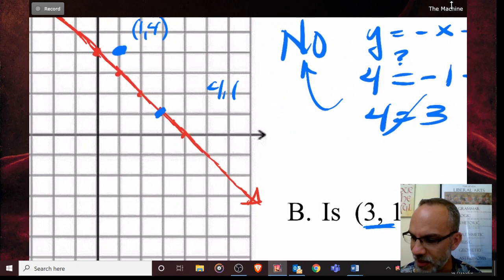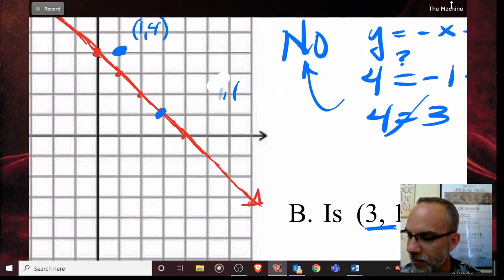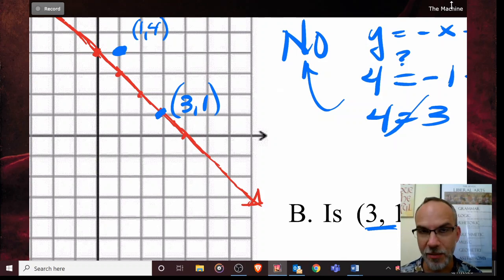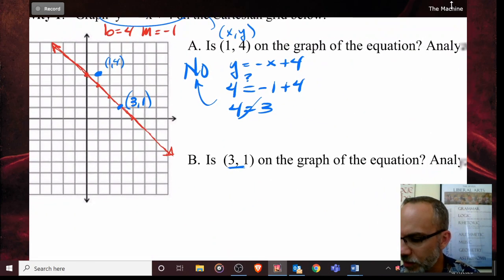Well, I just checked it. It's this point right here. I don't need that anymore. This is the point (3, 1). Looks like it to me, but math is not about how it looks to me. Math is about certainty.